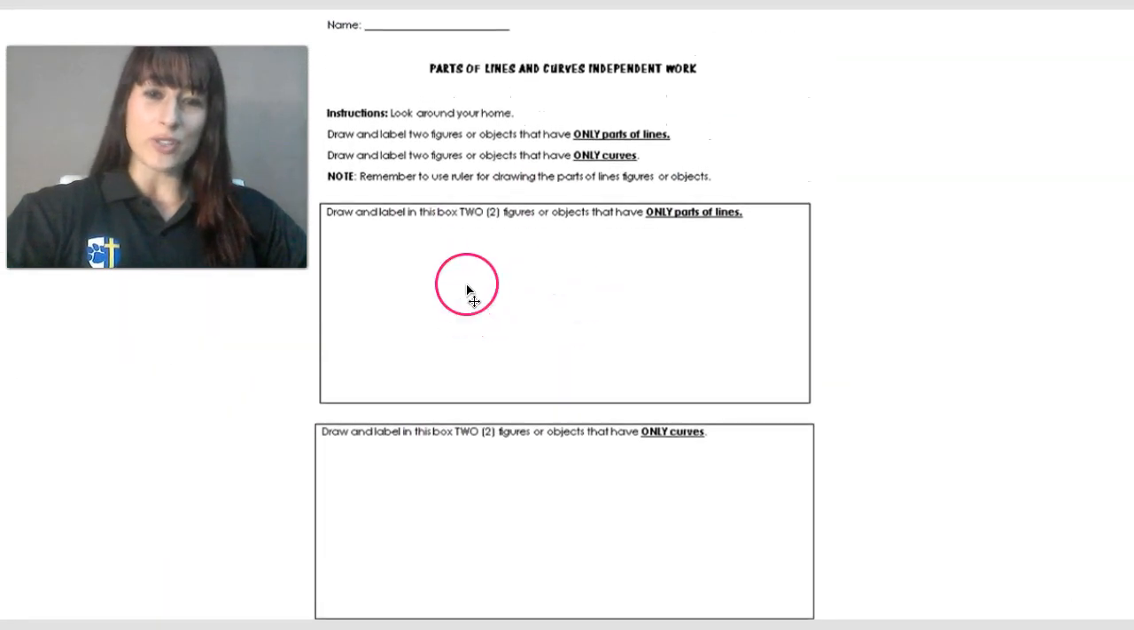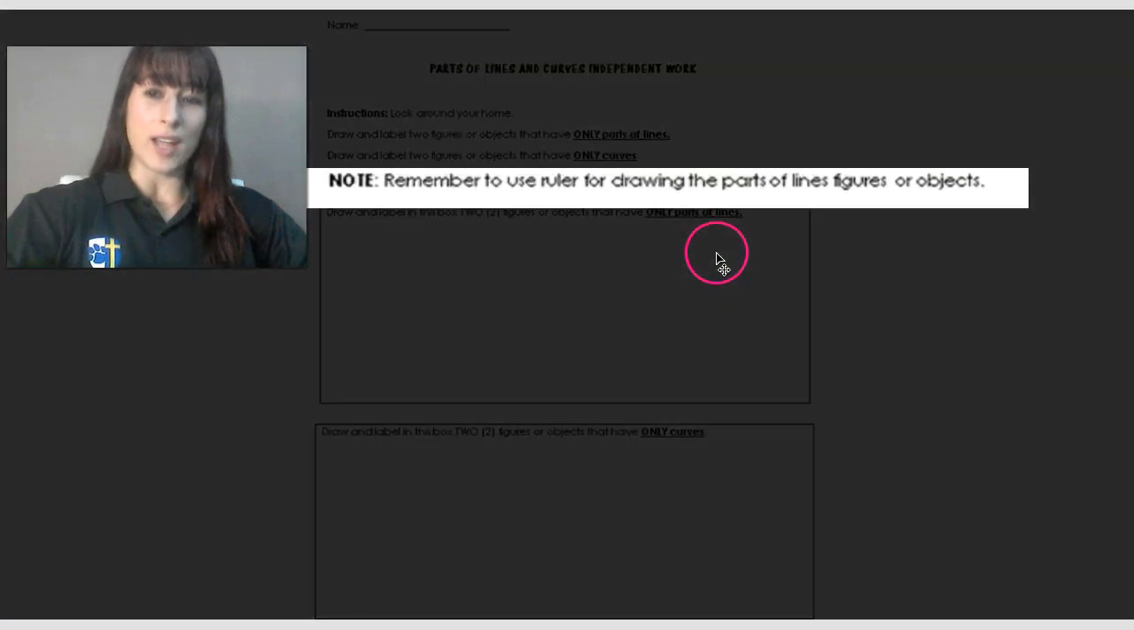So please follow instructions. Make sure you draw and label 2 figures or objects that have only parts of lines, and you'll draw only curves, okay? And don't forget to label it, please. And if you're drawing lines, we recommend that you use a ruler.